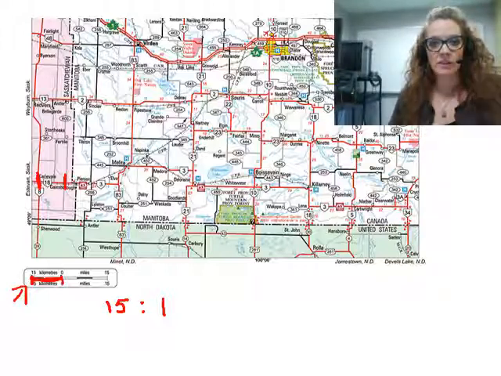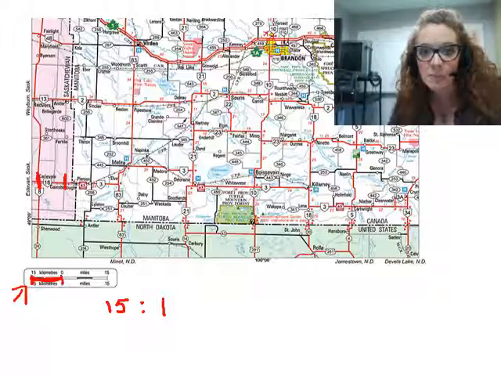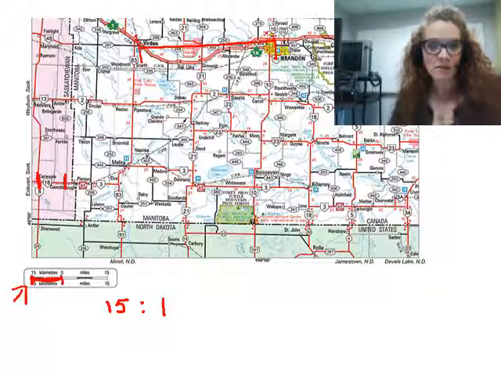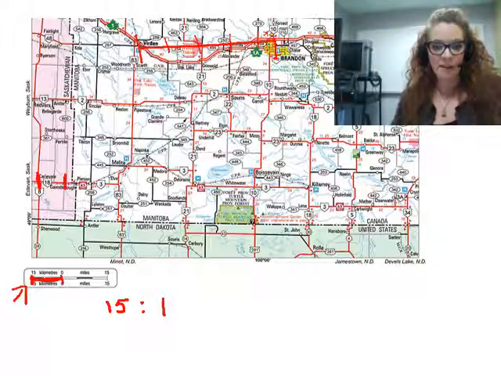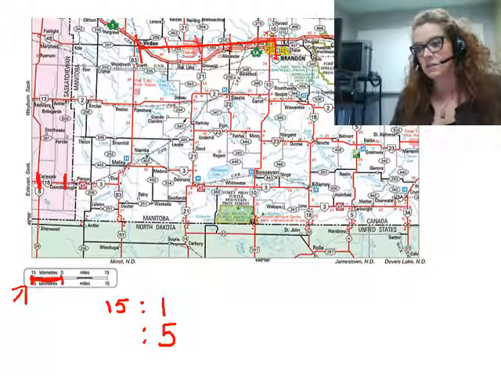And so if you look at the distance, maybe from Brandon all the way to Virden, you can see that there are, let's say about 1, 2, 3, 4, roughly 4 or 5. Let's say 5 for easy math. So we're going to say there's 5 of those chunks, 5 centimeters. And so how many actual kilometers would that be? So let's do the math on that.